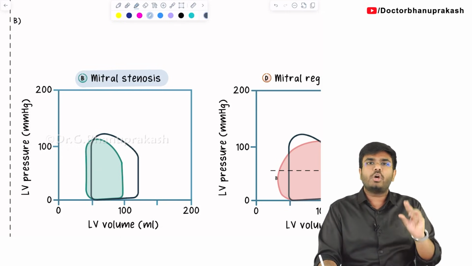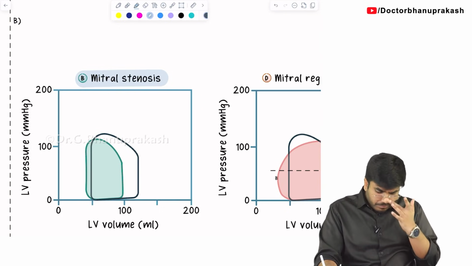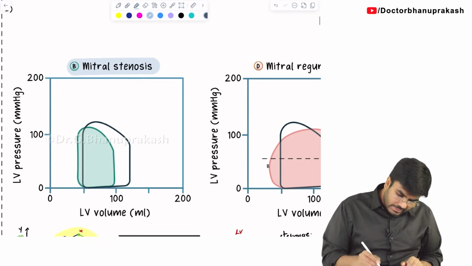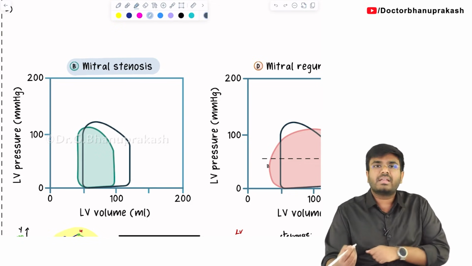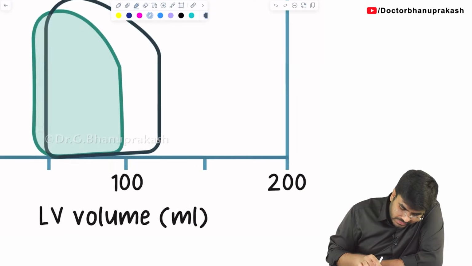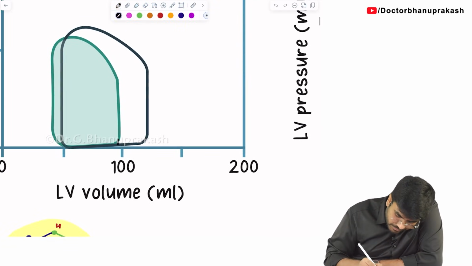Within 1 second, a short loop means mitral stenosis, a tall loop means aortic stenosis. Now you might be thinking, what exactly happens in mitral stenosis? One change I will tell you.